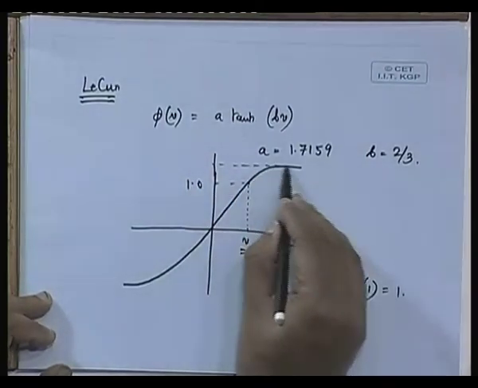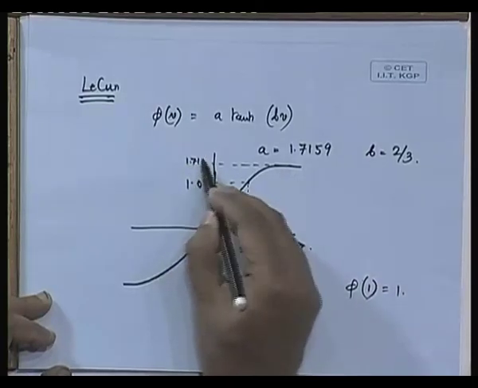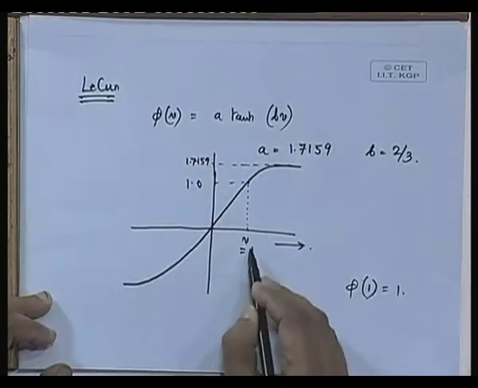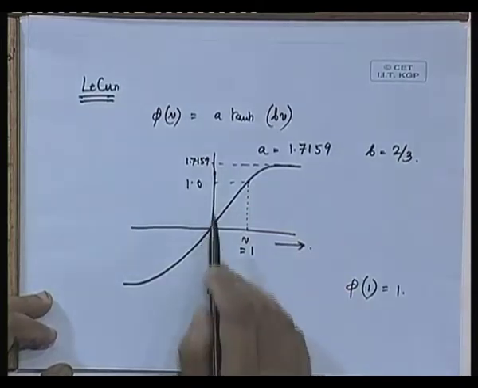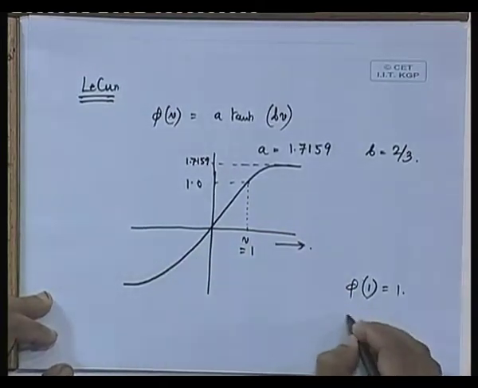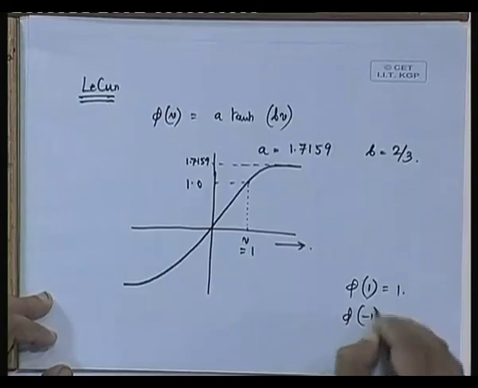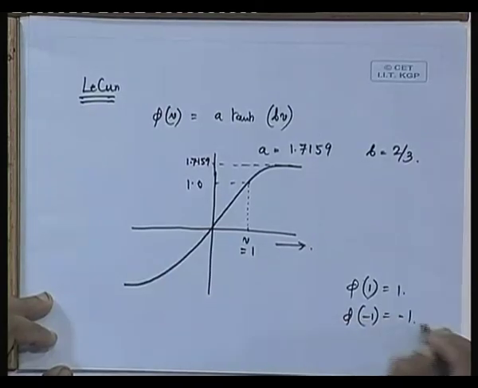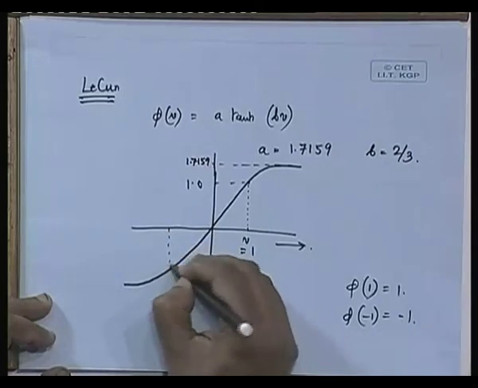Although the final value is 1.7159, at v equal to 1 you are going to get phi(v) equal to 1. And likewise, since the function is antisymmetric, you are going to have phi of minus 1 equal to minus 1.